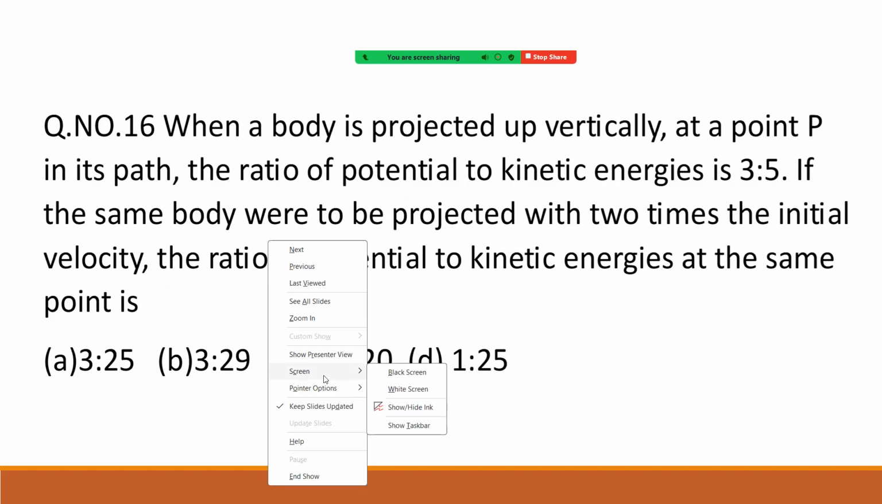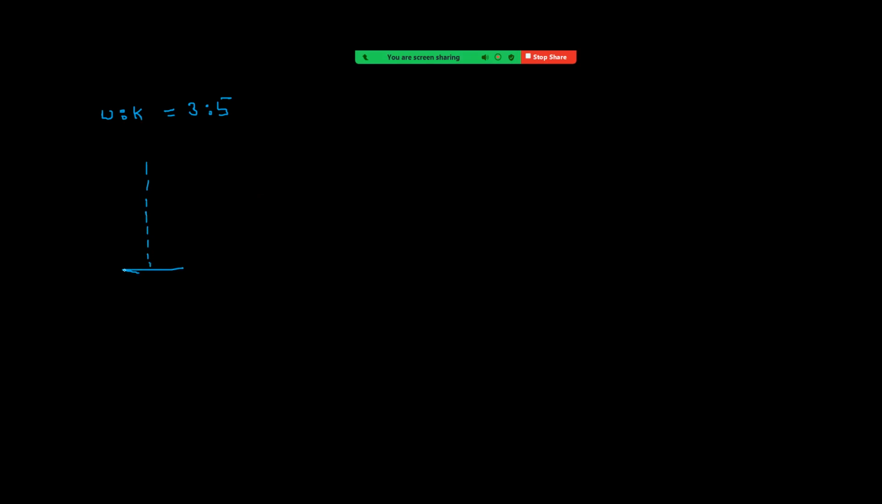Given 3 is to 5, velocity is now doubled. First, write down the potential to kinetic energy ratio, given as 3 is to 5. When we project a body vertically upwards, at the time of projection, if you consider the ground as the reference level, total energy will be only kinetic. Here we are taking the earth-particle system, then gravity becomes an internal force.